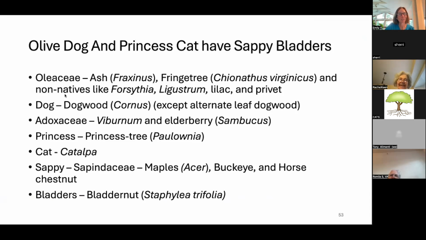So Olive is for the Oleaceae, which includes the ash, the fringe tree, forsythia, ligustrum, privet, and lilac. Dog is obviously for dogwood, except for the alternate leaf dogwood. And is for Adoxaceae, where the viburnum and elderberry are located. Princess is for the princess tree. Cat is for catalpa. Sappy is for Sapindaceae, where the maples, buckeyes, and horse chestnut are. And bladders is for the bladdernut. So that was me just having a little bit of fun, and I can't wait to see your reactions.